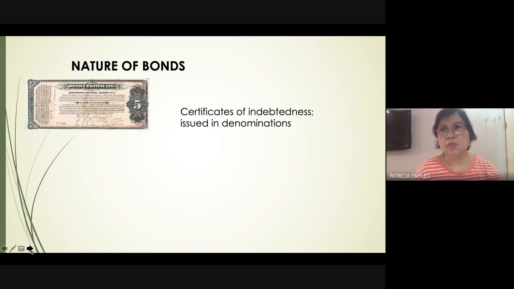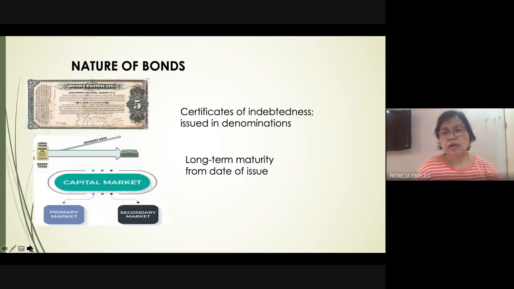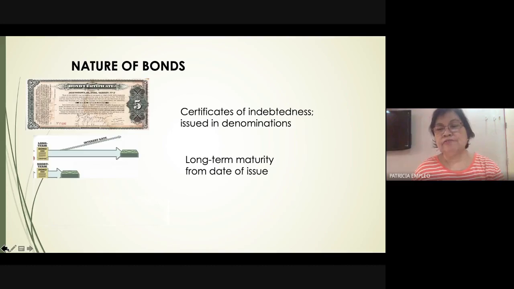So assuming that the company will borrow from the public investors 10 million pesos, these 10 million pesos will be divided into smaller denominations of say 10,000 or 20,000 or 50,000 or even 5,000, such that the bond certificate will indicate the face value of the bonds issued to a particular bondholder. Bonds have long-term maturity from the date of issue, to give the issuing corporation enough time to accumulate enough funds for the payment of the maturity value or face value.